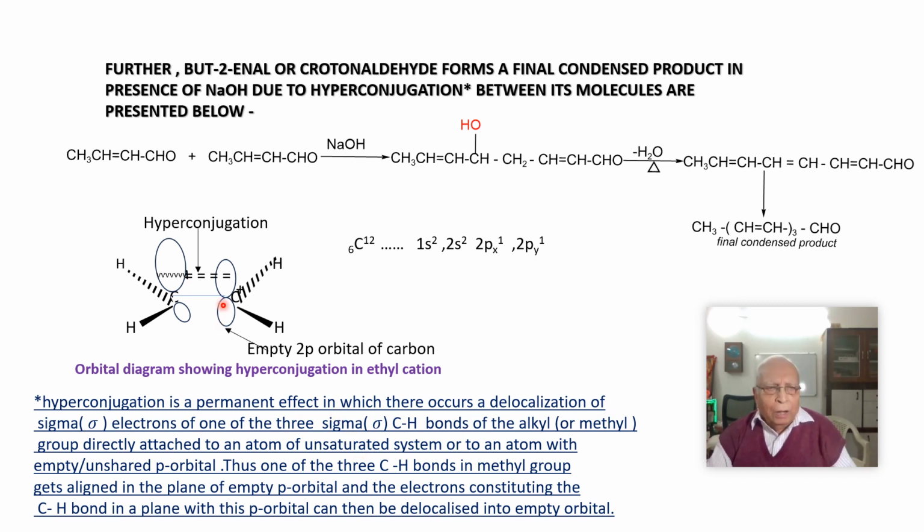Under the situation after hyperconjugation, when there is excess of NaOH, the OH gets attached, similar to what has happened in the case of aldol condensation, giving a molecule having three different double bonds or alkene groups, and you get the final condensation product here. So this is the situation of but-2-enal or crotonaldehyde when, due to hyperconjugation, a product is formed. I suppose this should be clear to you.